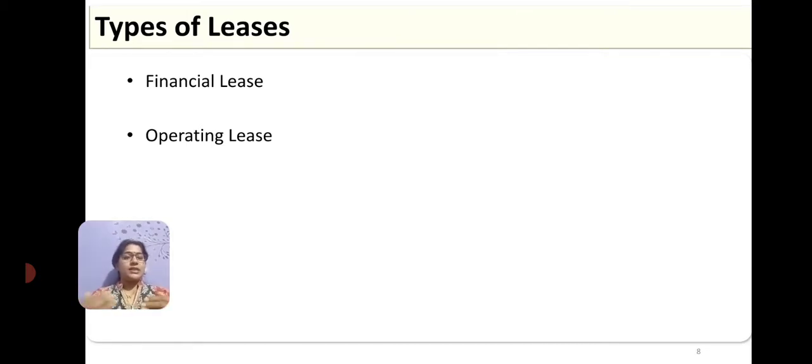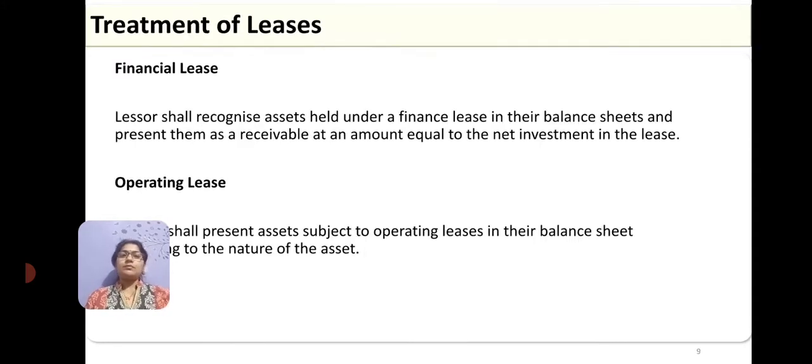He is just taking it on lease for usage and making the lease payments, and after the fixed period of time, the asset will go back to the leaser as he is the legal owner of the asset. So this is the main difference between the financial lease and the operating lease. So how does the treatment of these leases happen in the books of account?